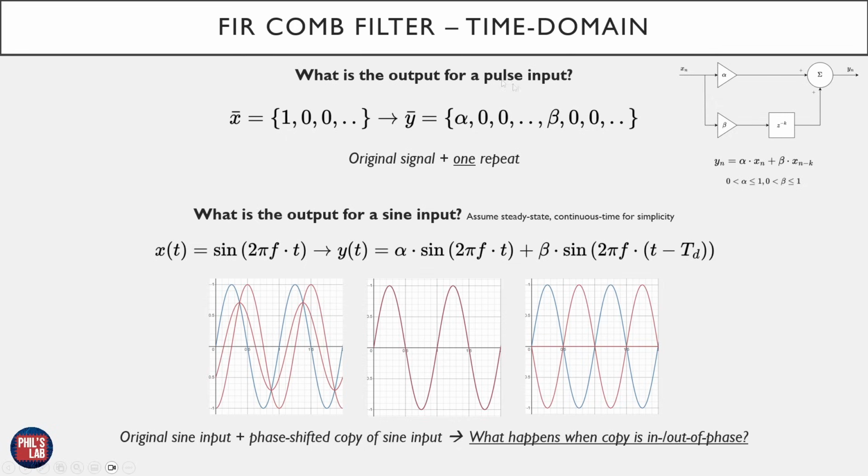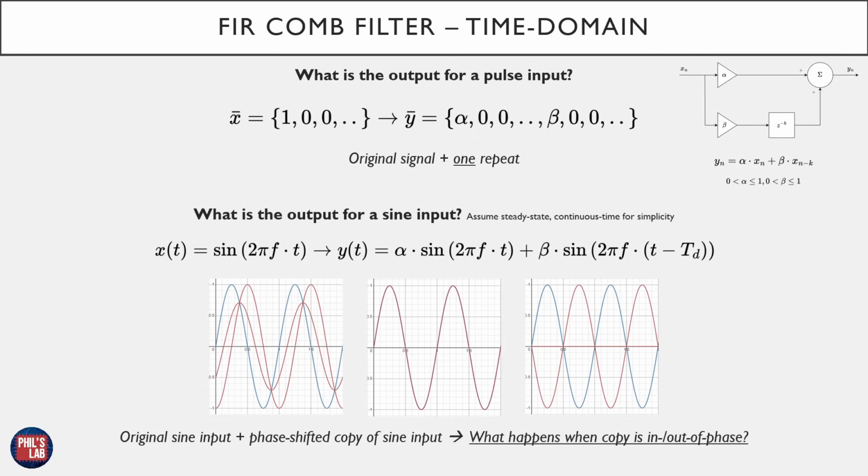First of all, let's think about what is the output for a pulse input. So if our input in discrete time is just a 1 followed by loads of zeros, what is the output y? Well, that turns out if we pass in the 1 and all zeros, we get alpha, then loads of zeros, and k samples later, we get beta times 1 and loads of zeros. So it's effectively our original signal times the gain alpha, plus 1 repeat, times the delay line gain beta. So it's original signal plus 1 repeat.